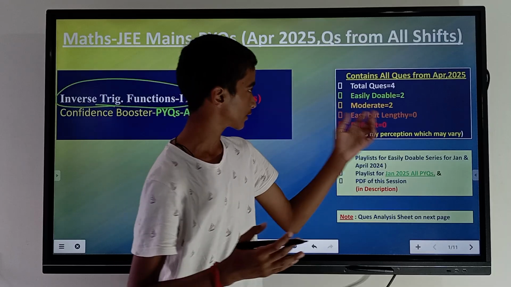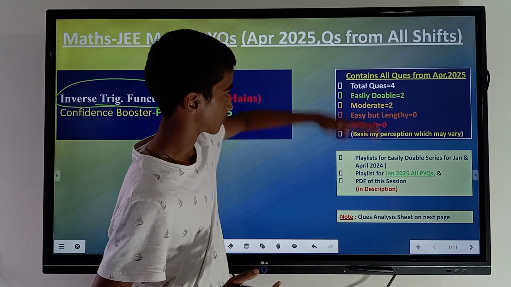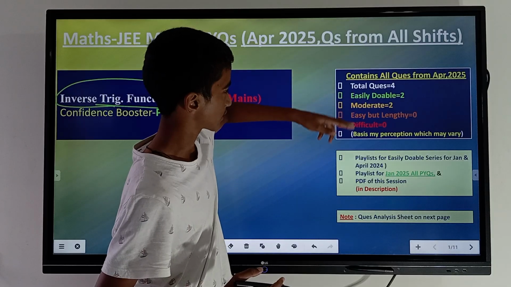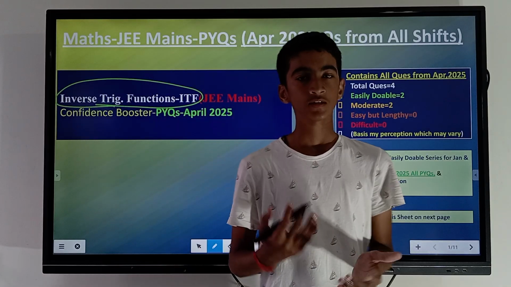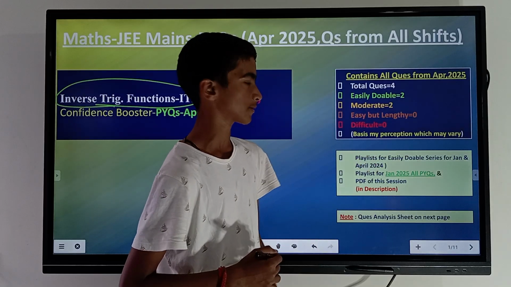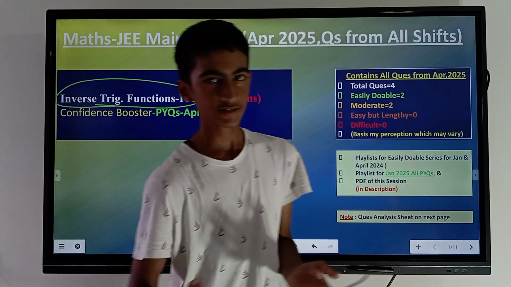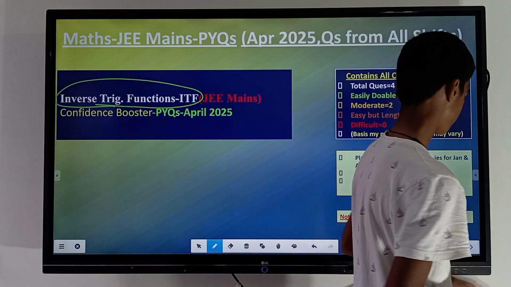Shifts of April 2025 attempt. In inverse trigonometric questions we have a total of 4 questions, out of which 2 are easily doable and 2 are moderate, which we are going to solve. This difficulty level is based on perception, which may be different for others. So let's jump on to our first question.